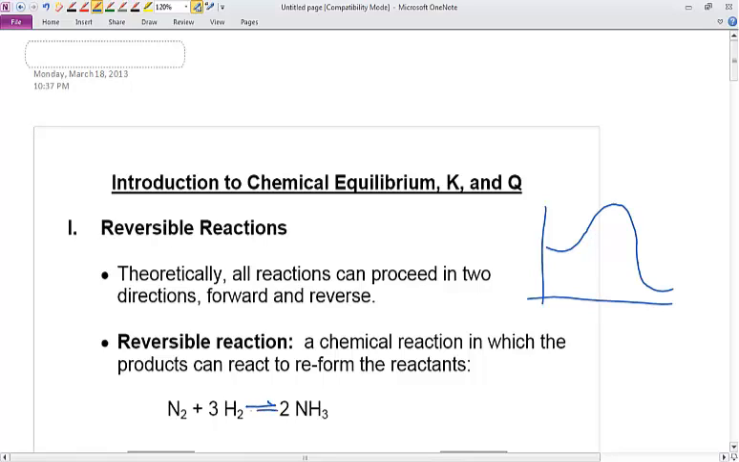We've got ammonia being produced. Nitrogen and 3 hydrogens combine to make 2 ammonia molecules. However, the reverse can also occur. Those ammonia molecules can break down into nitrogen and hydrogen atoms. So any reversible reaction is one where the products also can react or break apart to reform the reactants.